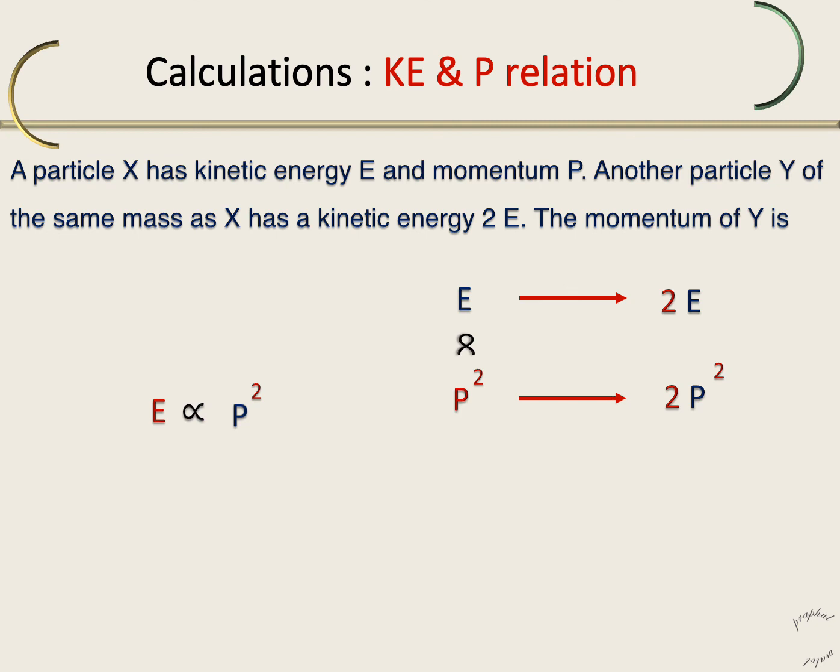So we are going to find out from the given relation what's going to happen for P. P square is doubled. So if you want to know what happened to P, you have to put square root everywhere, or you have to remove the square, which will become a square root. Now I'm again solving the equation. Square root of 2, let it be there. P square, when you take the square root, you get P. So the change in P is root 2 times. The new momentum will be root 2 multiplied by the old momentum. Okay?